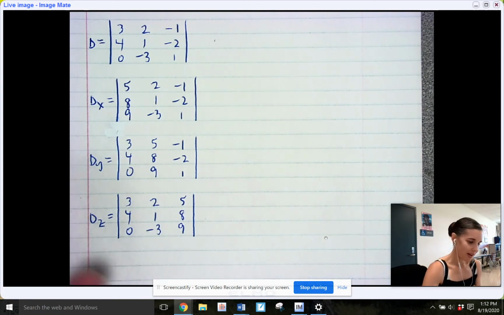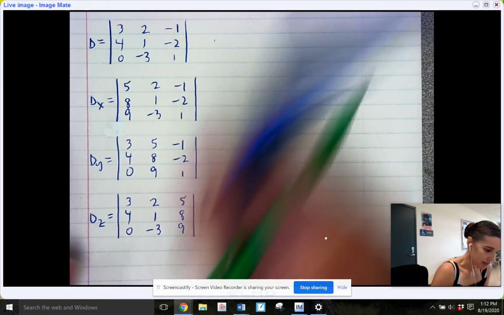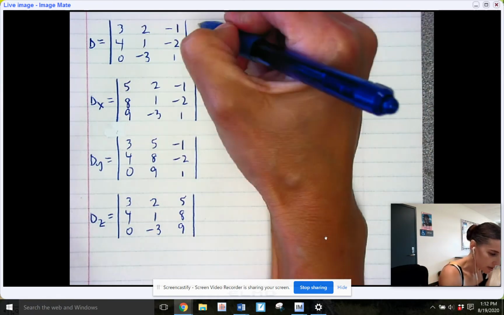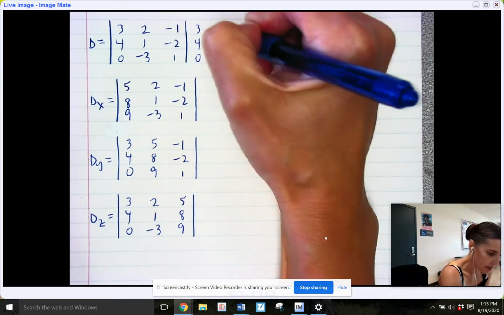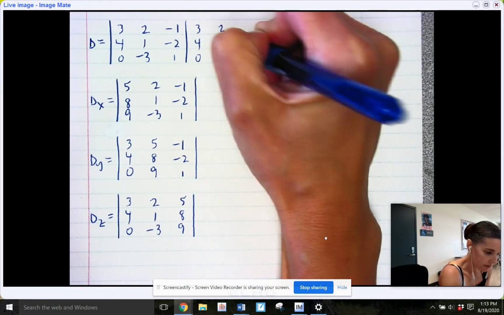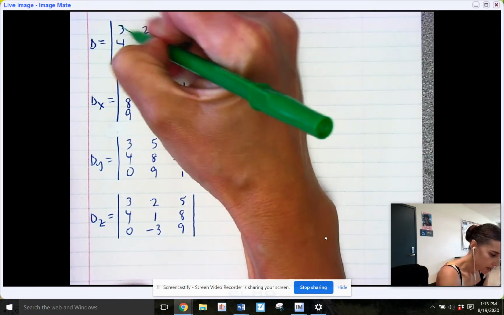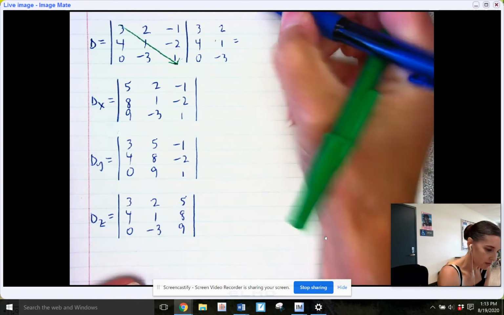First thing I do is rewrite the first 2 columns. So 3, 4, 0, and 2, 1, negative 3. All right, so a 3 times a 1 times a 1 is a 3.